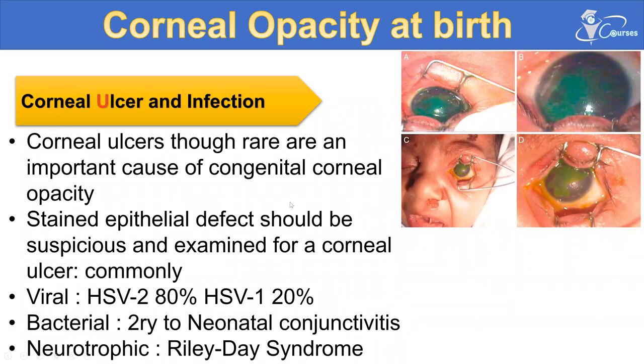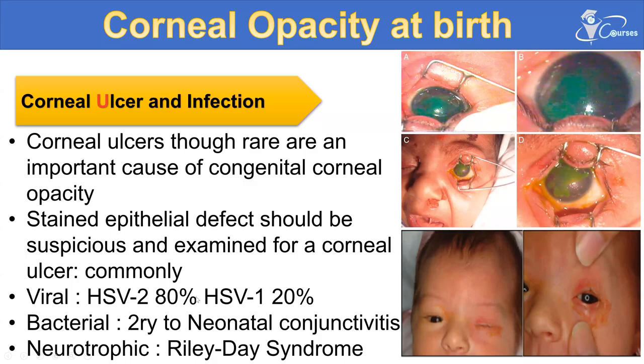We suspect it by the presence of an epithelial defect, like you can see here. This is a neonate with an epithelial defect that takes the form of a geographical ulcer of the herpes simplex virus. So when you see an epithelial defect in neonates, this is very suspicious, and you should examine for corneal ulceration. So what are the causes? In many cases, it will be viral.